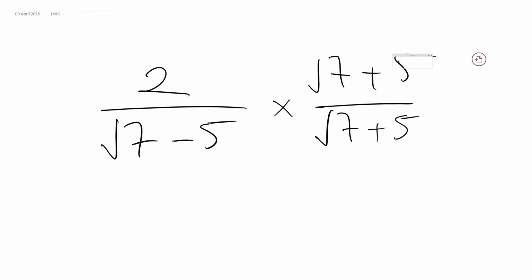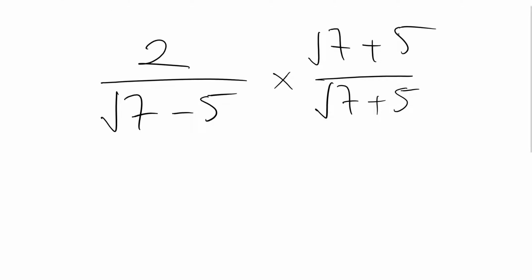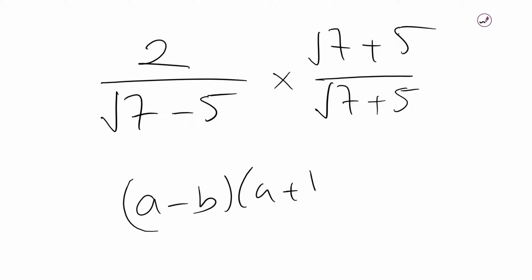Right, okay, if we're going to rationalize something with two things on the bottom, then you've got to use the difference of two squares. Do you remember? A minus b times a plus b equals a squared minus b squared. Oh, right. Yeah. Is it all coming back?